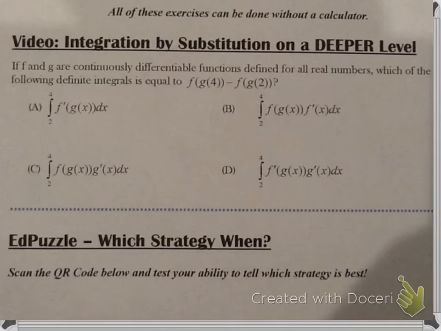So we're going to take a deep dive here into the idea of integration by substitution. And I think this is a really good problem to look at because it's so intricate, it's kind of abstract, it's notational, and it's not traditional. So typical multiple choice question, but atypical idea here. Which of the following definite integrals equals this f of g of 4 minus f of g of 2?